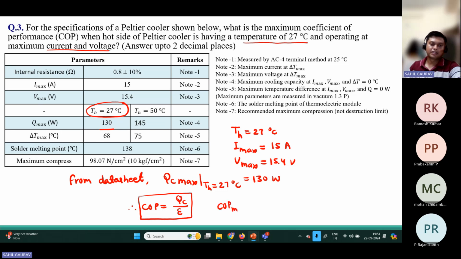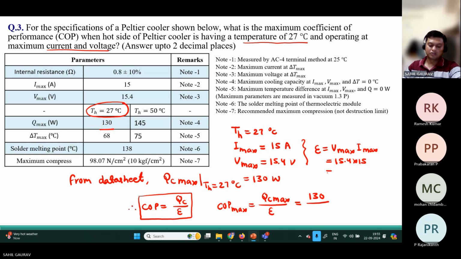Here they are asking about COP max. So COP max will be QC max upon electrical energy input. QC max is 130 and the electrical energy input we can find from V max into I max. V max is 15.4, I max is 15. So the electrical energy input is 231 watt. Therefore, we will get the answer as 0.563.